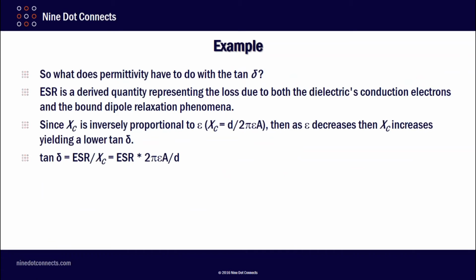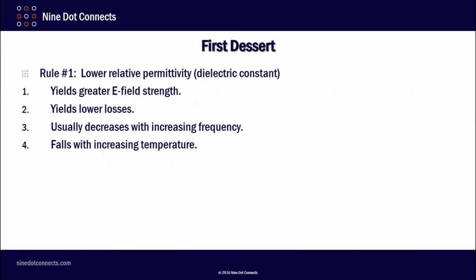So the loss tangent, since it's defined as the ESR over X sub C, when we substitute the equation back in there, you can see ESR times 2 pi, permittivity, area, divided by D. You can therefore see that the loss tangent is directly proportional to that permittivity. So your first dessert, rule number 1: you want to lower the relative permittivity, or the dielectric constant, of the PCB material you're going to try and select for high-speed design.